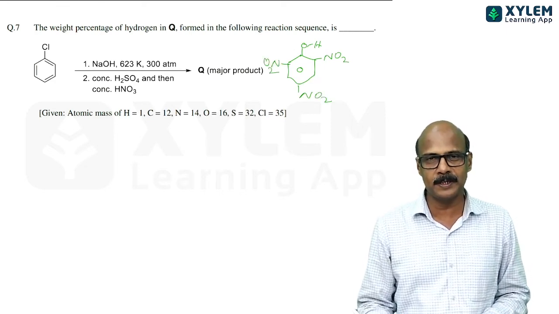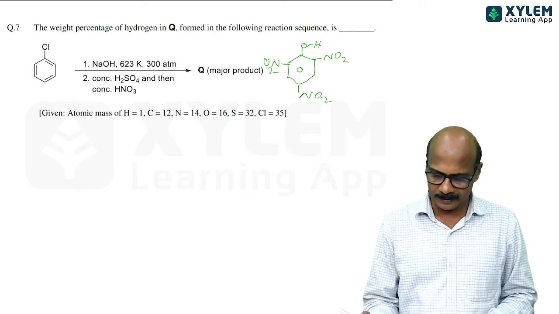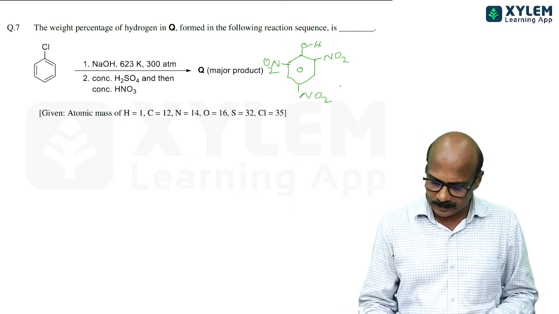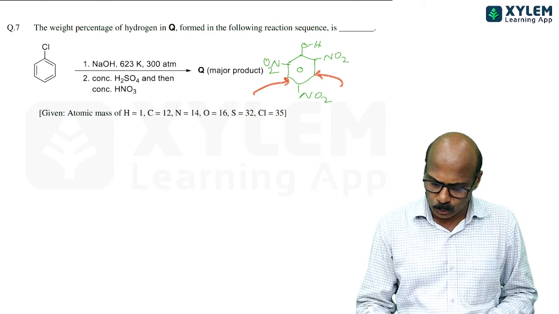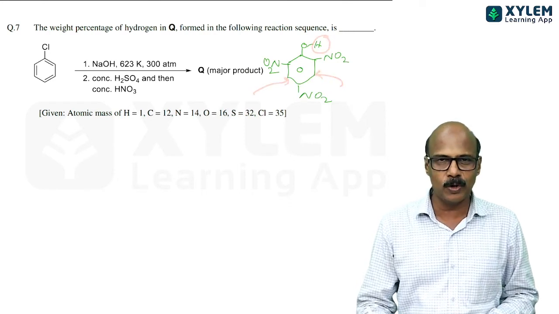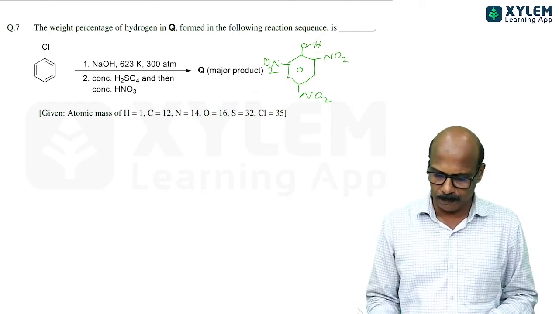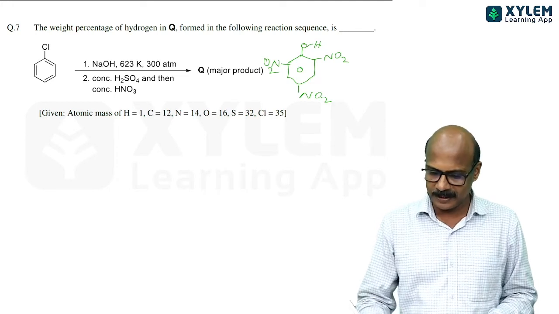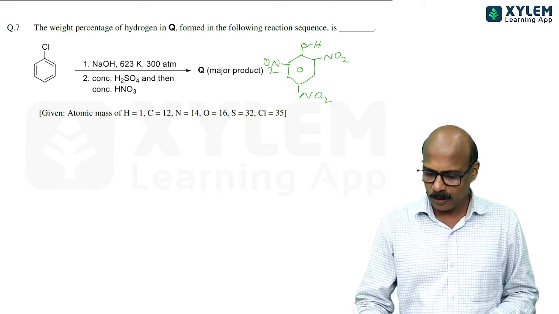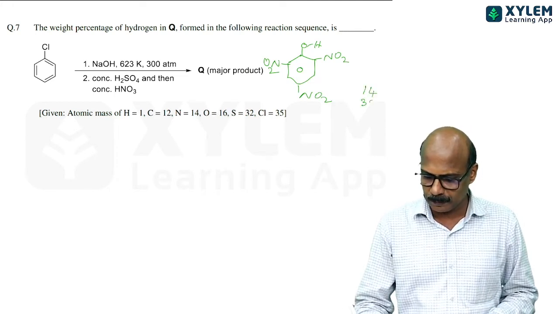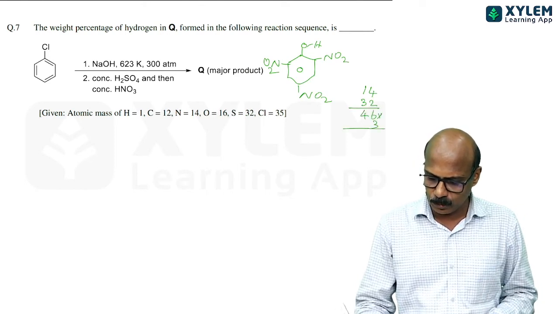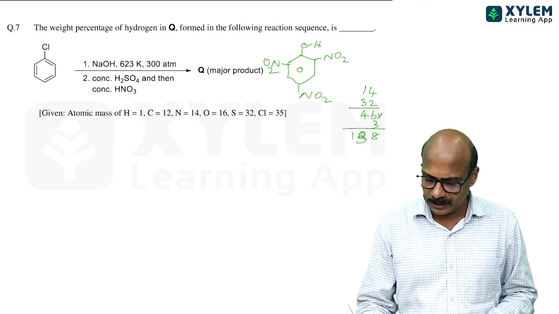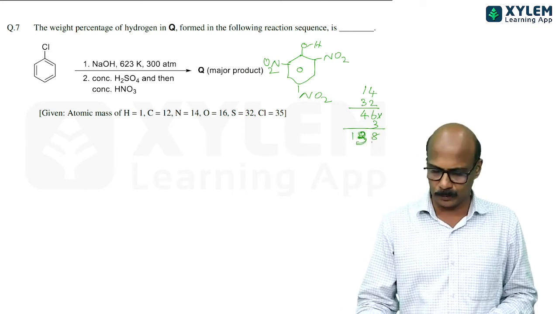What is the percentage of hydrogen in picric acid? Here you know that there are 3 hydrogen, 1, 2 and 3, and you want to find out the molar mass of this compound. What about the molar mass? There are 3 NO2 groups. One NO2 group means 14 plus 32, that means 46. There are 3 such groups, that means 138. 138 will be the mass of the NO2 groups.